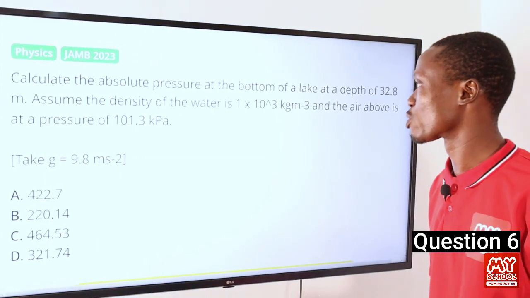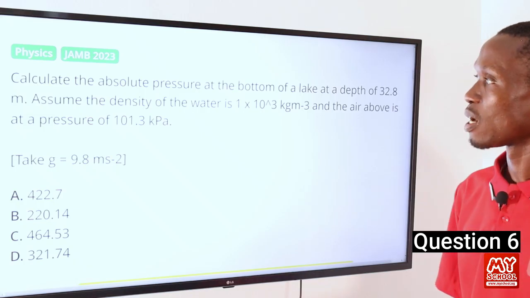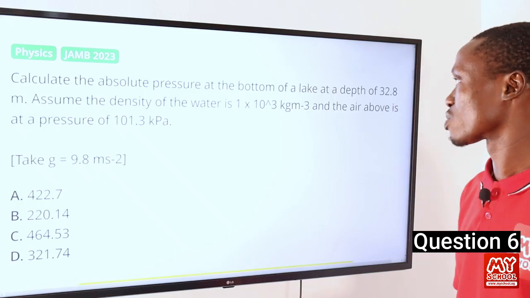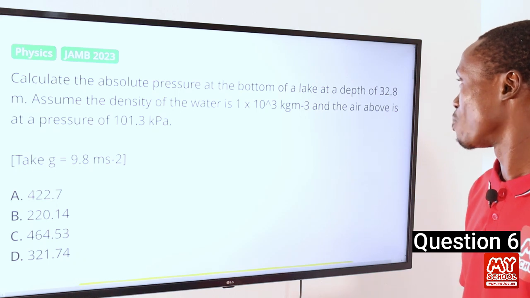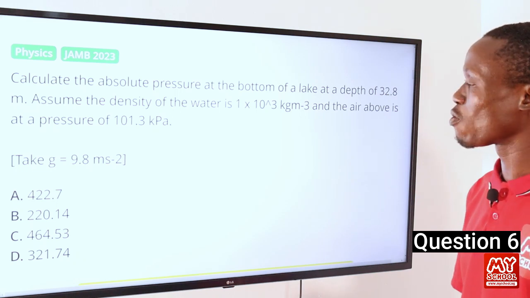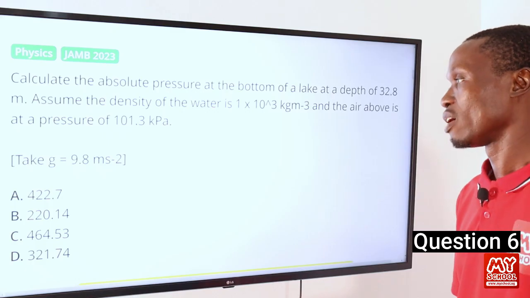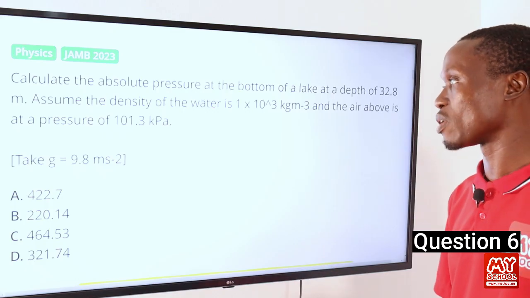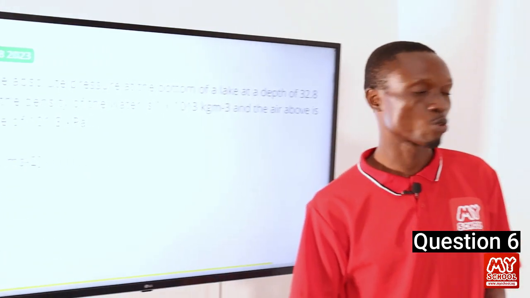Calculate the absolute pressure at the bottom of a lake at a depth of 32.8 meters. Assume the density of the water is 1 times 10 to the power 3 kilograms per meter cubed, and the air above is at a pressure of 101.3 kilopascals. Take g to be equal to 9.8 meters per second squared. So let's move over to the board.